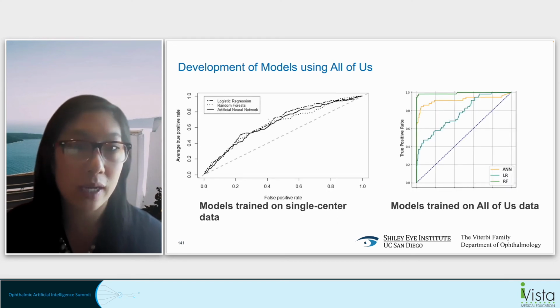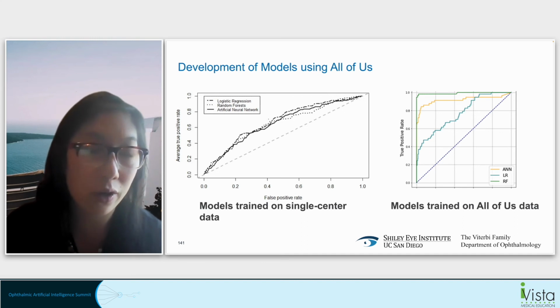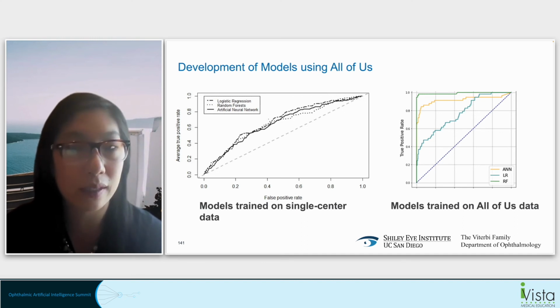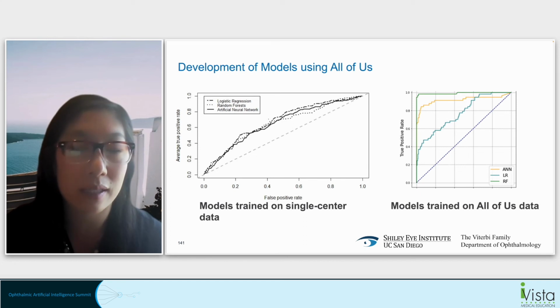And you can see, I apologize, the scale of the ROC curves here are different between the two sides because we had done these in different environments. But with our single center model, we had performance hovering in the 0.7 range, and with All of Us, we really achieved much better performance when we were using this large nationwide data set.